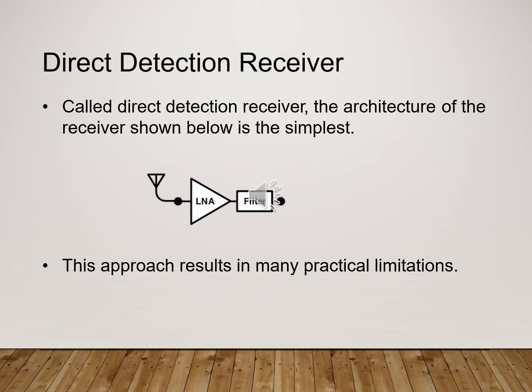Direct detection receiver. The architecture of the direct detection receiver is shown on the slide. It consists of an antenna with an LNA plus a filter. It is simple. This approach results in many practical limitations, such as needing to tune these filters to capture the signal each time we receive it.